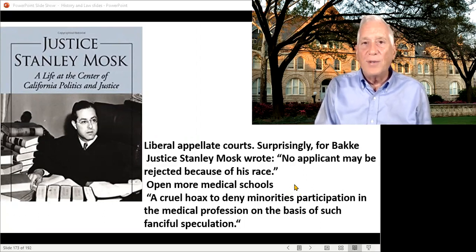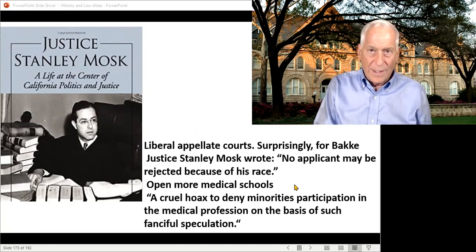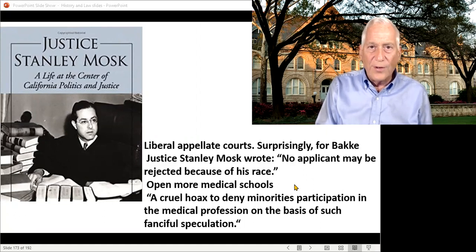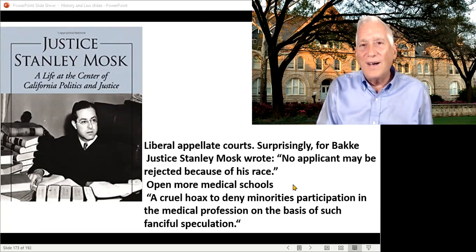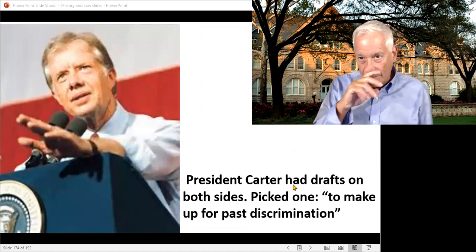He said they should just open, if they want to get more blacks, then they should open more medical schools. Well, the dissenting opinion called that a cruel hoax. I mean, UC Davis had just been opened to try to, and it still was only admitting whites when it first began. And you can't just keep building medical schools. He called that sort of a fanciful speculation that you could just build more medical schools.